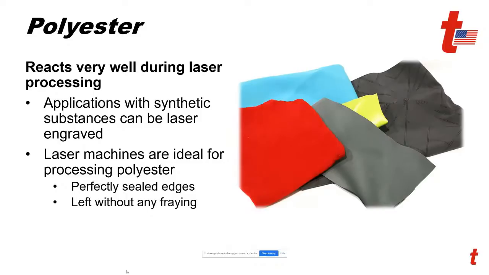Laser machines are ideal for laser cutting polyester because the edges are sealed. And this is where you get those nice sealed edges. The plastic literally seals together and gives you that nice edge quality that cannot be processed in any other way.